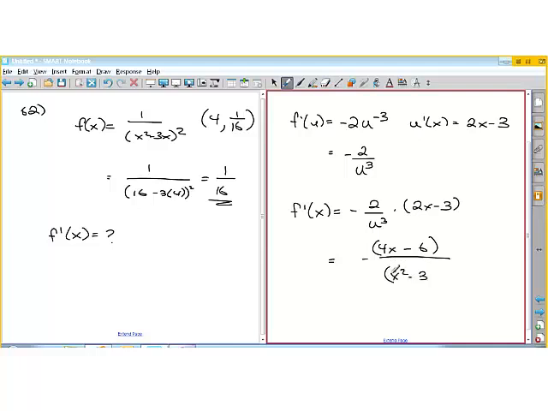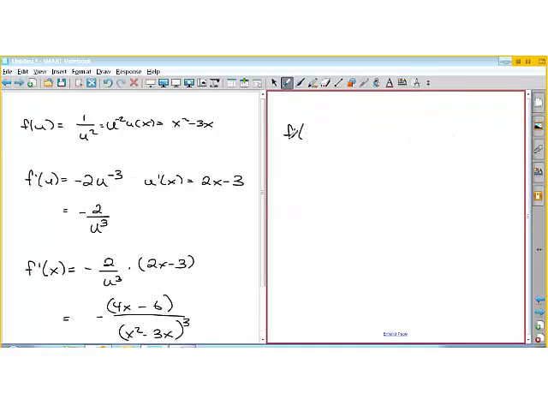X squared minus 3x, and we cube that. So that's f prime of x. So we just have to plug in, since we want f prime of 4. F prime of 4 gives us negative the quantity 4 times 4 minus 6, all divided by 4 squared minus 3 times 4 cubed. So I'll just put x in here for all those.